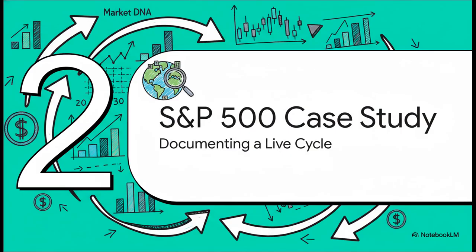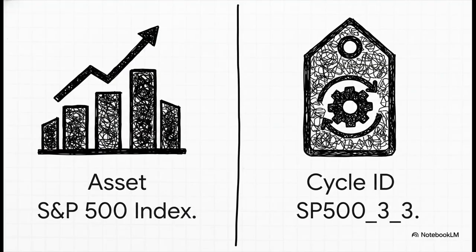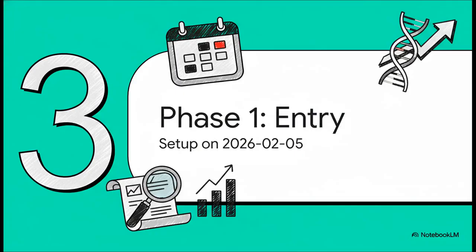Okay, now that we have the basic framework down, let's see it in action. We're diving into the case study, a live cycle playing out in the S&P 500. So, the asset we're tracking is the S&P 500 index, and for documentation purposes, this particular cycle has a specific ID: SP500_3_3. All right, let's get into the nitty-gritty.